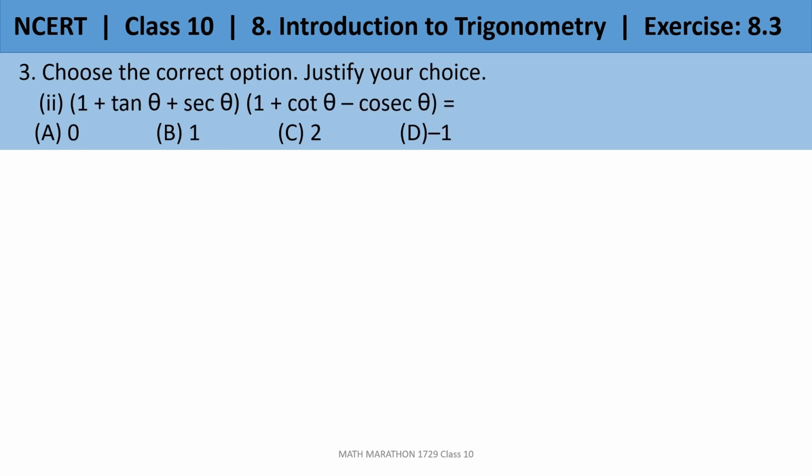Choose the correct option. Justify your choice. Section 2. 1 plus tan theta plus secant theta multiplied by 1 plus cot theta minus cosecant theta is equal to dash. Options are Option A, 0. Option B, 1. Option C, 2. Option D, minus 1.